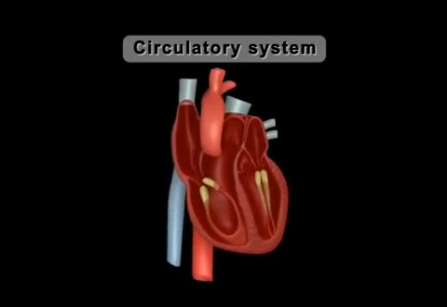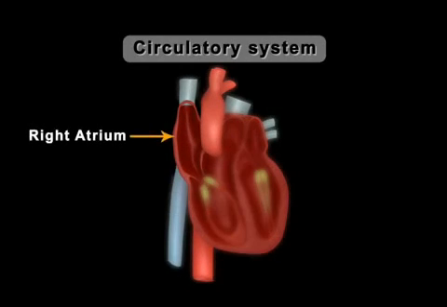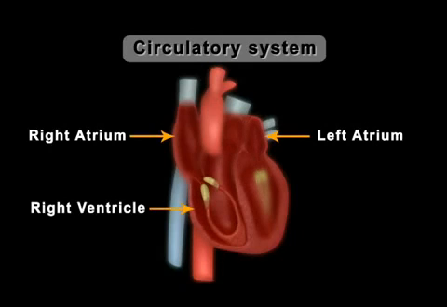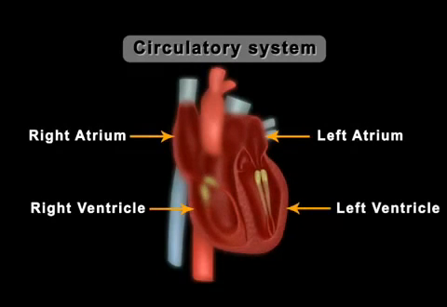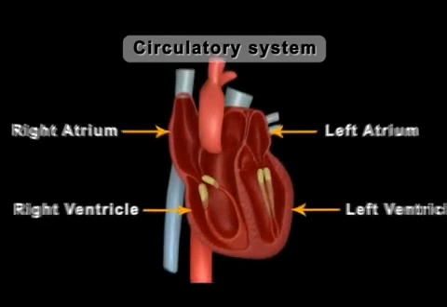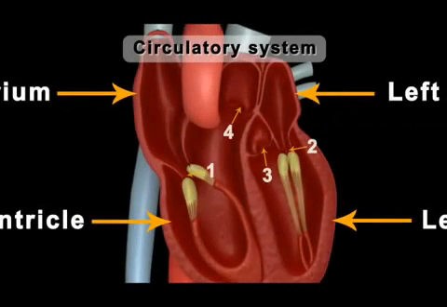Human heart has 4 chambers known as the right atrium, the left atrium, right ventricle, and left ventricle. There are 4 valves in the heart. All these valves are one-way valves, which allow blood to flow in one direction only.